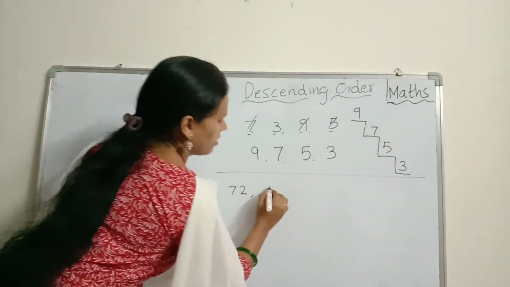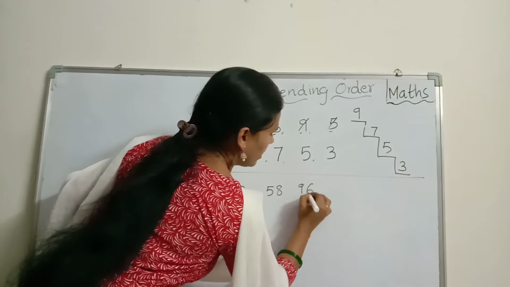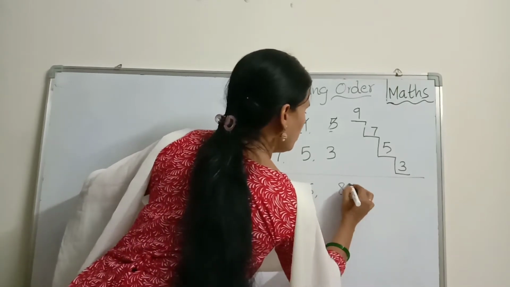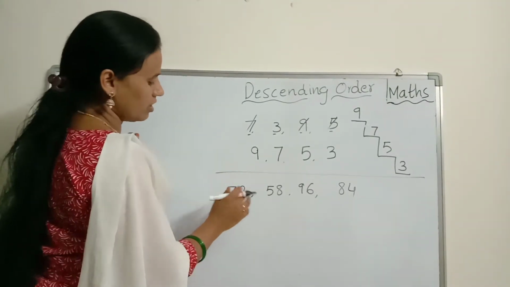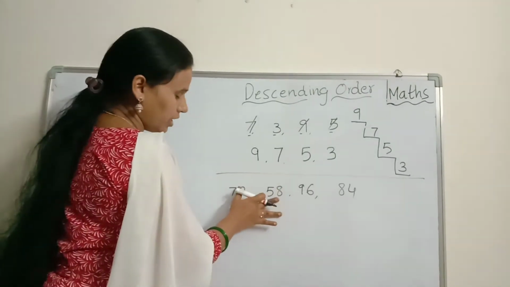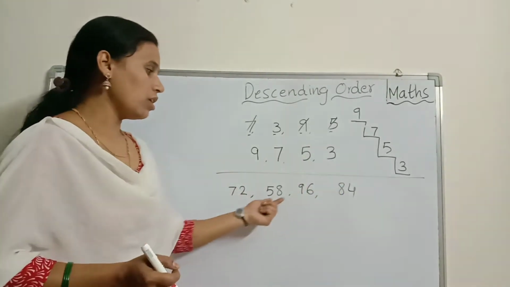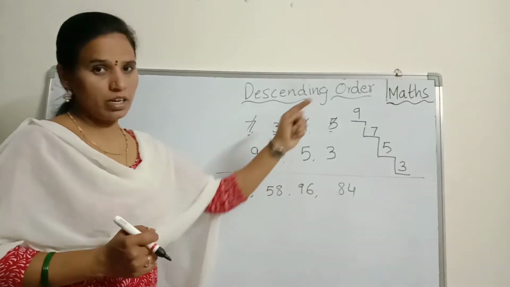72, 58, 96 and 84. See, look at here, children. 72, 58, 96, 84. We have all 2-digit numbers. Now we arrange in descending order.